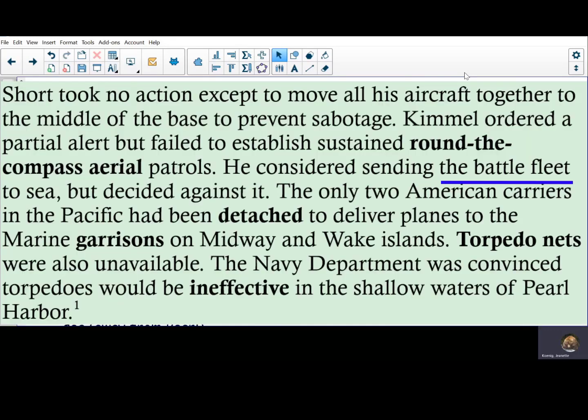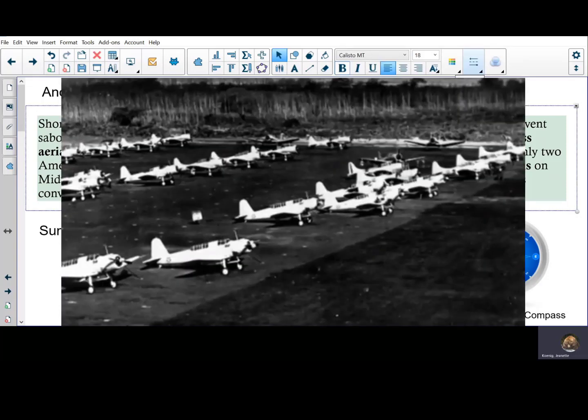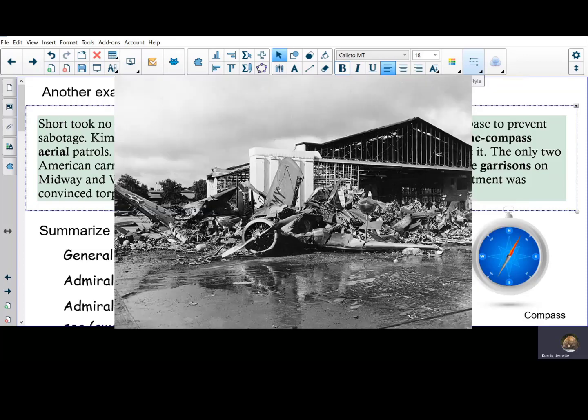He considered sending the battle fleet out to sea, but decided against it. The only 2 American carriers in the Pacific had been detached to deliver planes to the Marine garrisons on Midway and Wake Islands. Detached just means sent away, kind of the opposite of attached. Torpedo nets were also unavailable. The Navy Department was convinced torpedoes would be ineffective in the shallow waters of Pearl Harbor. Okay, let's list the details. First one, Short did nothing except move the airplanes, and all he did was put them all together so that they would make a nice, convenient target for the Japanese airplanes.